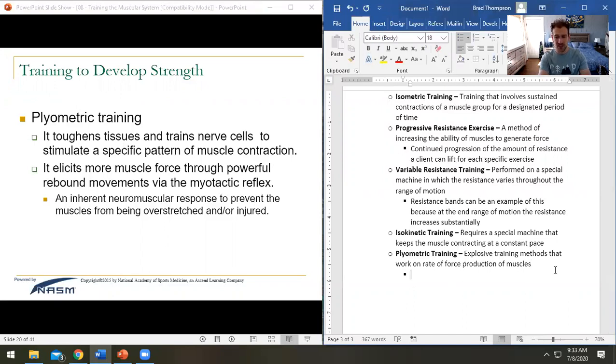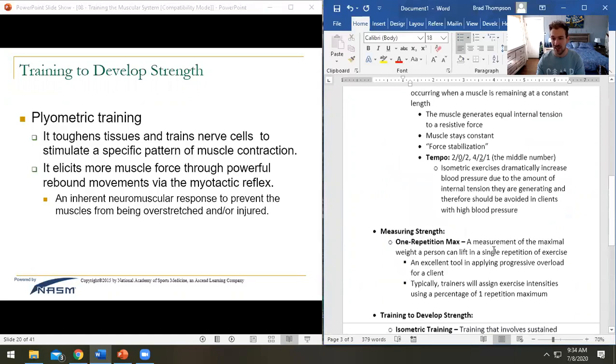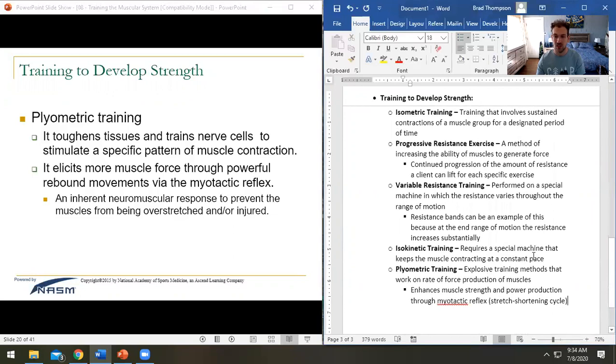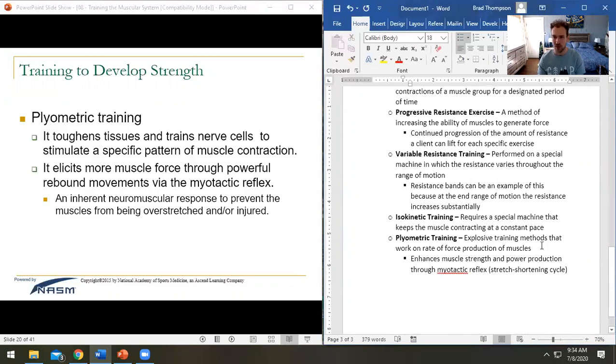So this enhances muscle strength and power production through that myotactic reflex, which is basically a stretch shortening cycle. You're rapidly eccentrically lengthening a muscle, going back to that eccentric contraction. If you do it super, super fast, your nervous system is going to go, whoa, if we lengthen too much, we're going to tear in half. And so it contracts in the opposite direction.